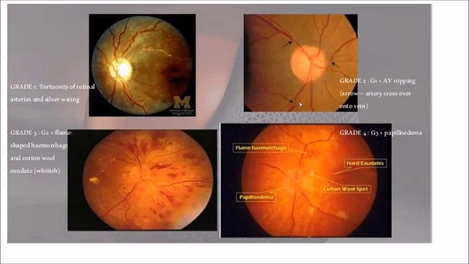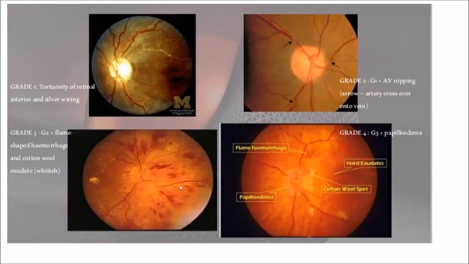So which one is the earlier picture, copper wiring or silver wiring? What do you think? Silver wiring? I think no, because this is a complete occlusion. This is partial occlusion. So copper wiring is previous, but we may not find both features together in the same picture.